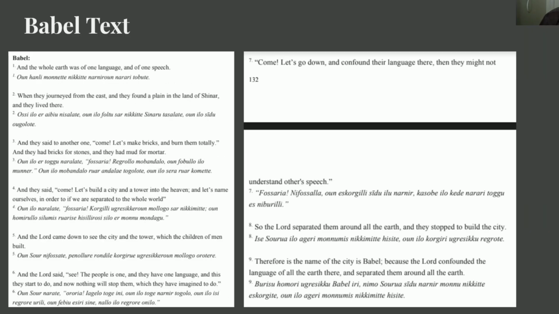Alright, and then to just really show off the very end of it, Salem made the Babel text translation.